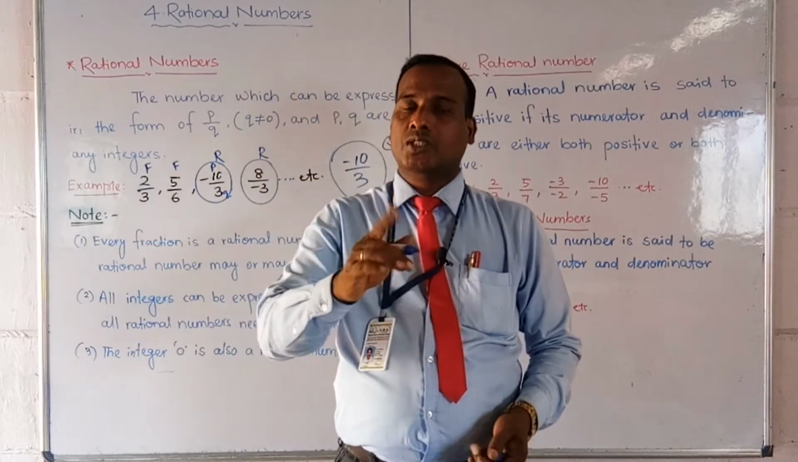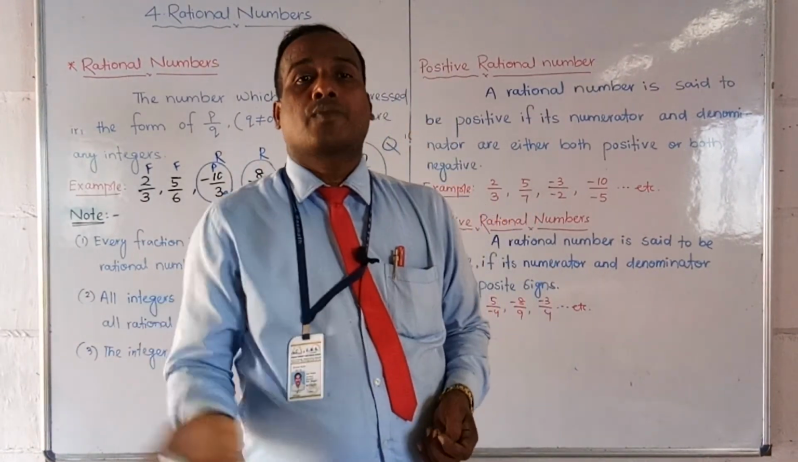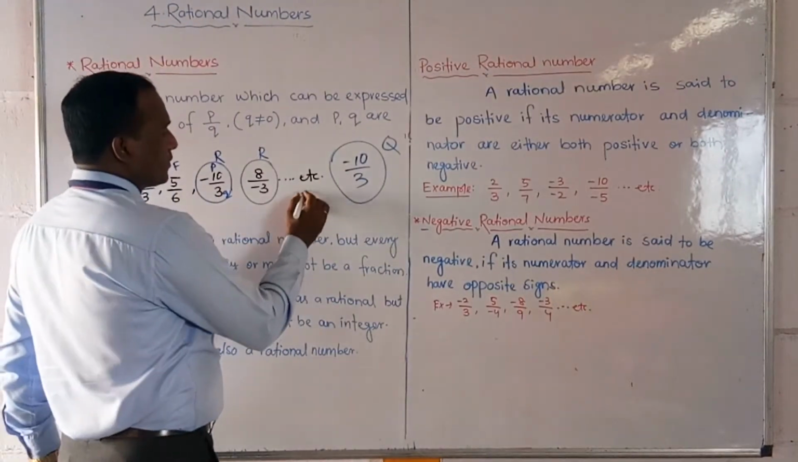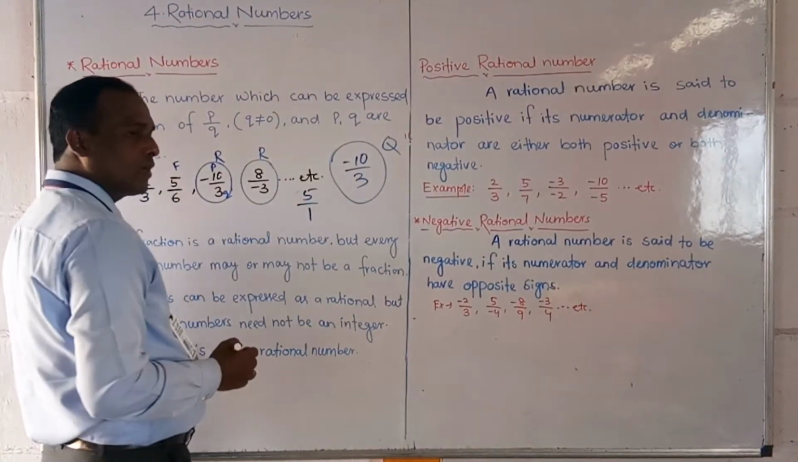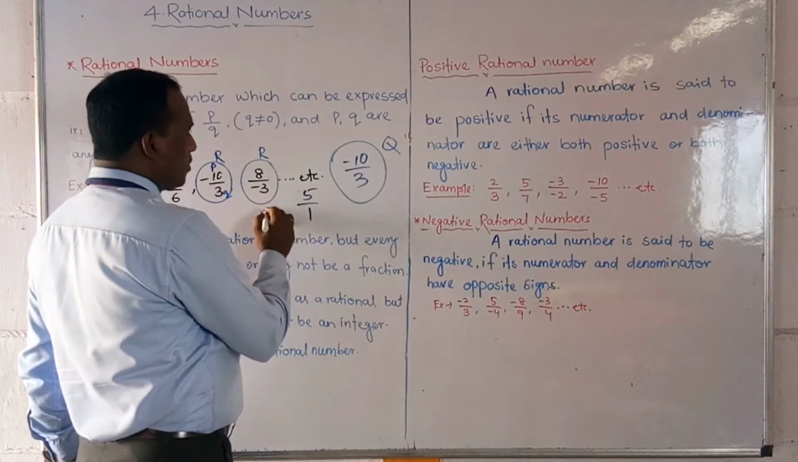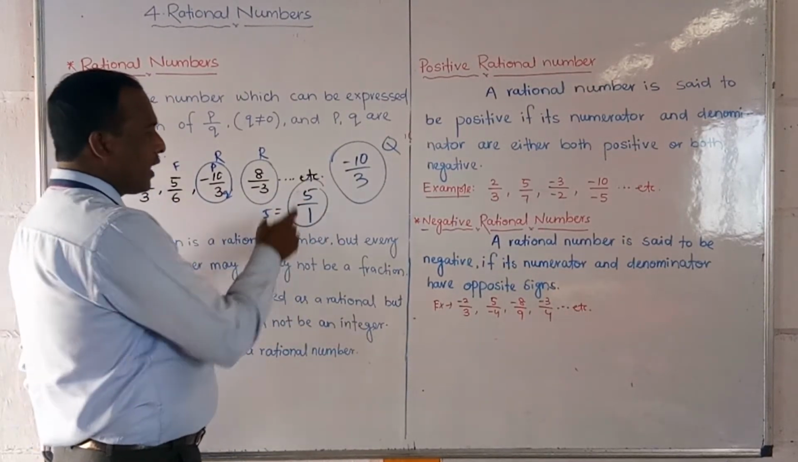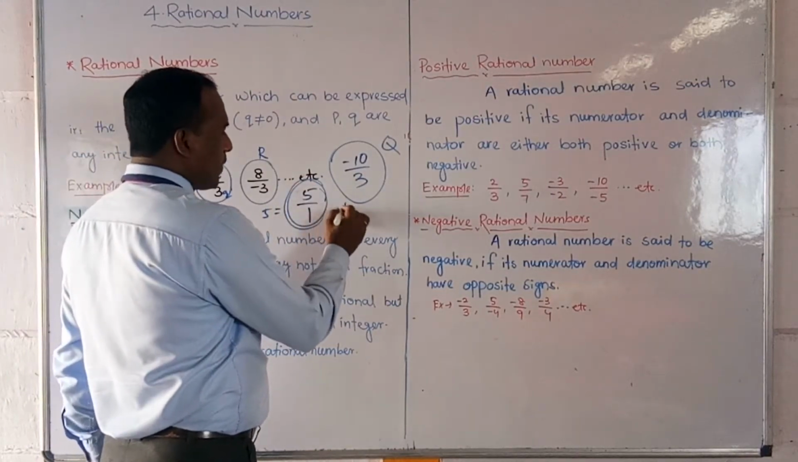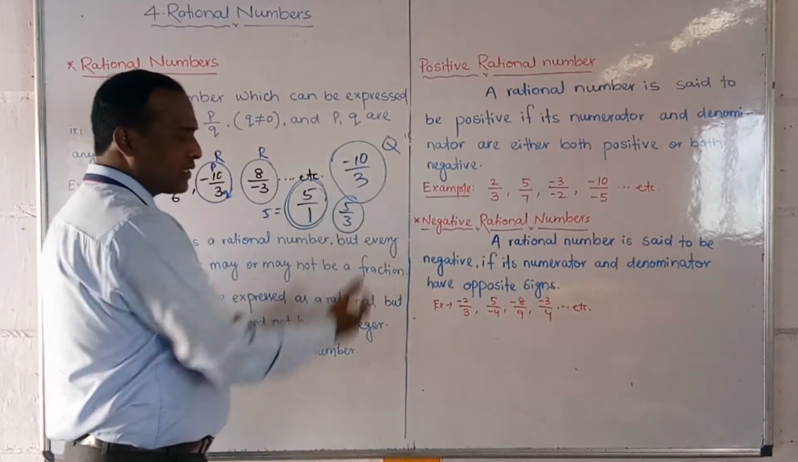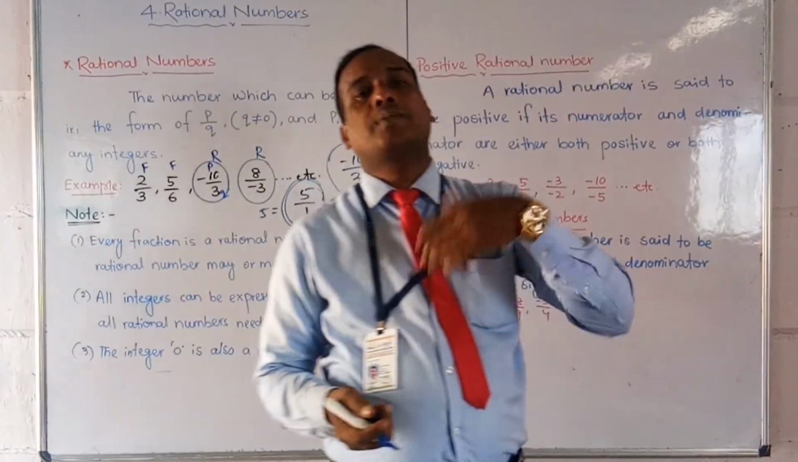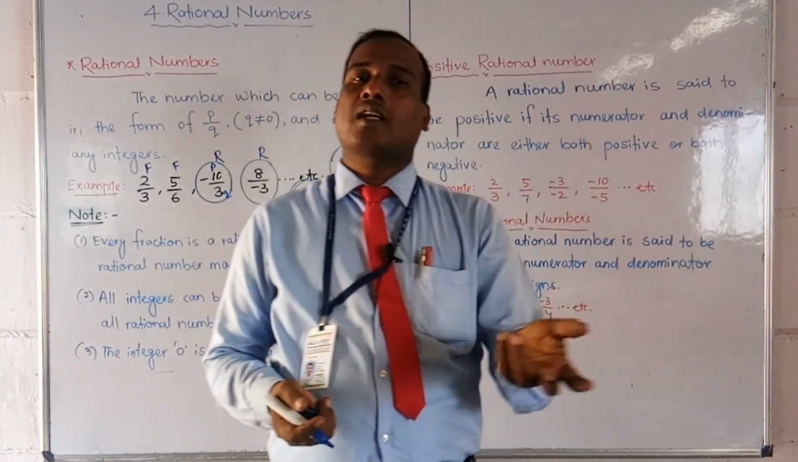Every integer we can express as a rational number. Suppose 5, we can write 5 by 1, because 5 is equal to 5 by 1, we can write the denominator as 1. But every rational number, like 5 by 3, can you express it as an integer? No. So every integer we can express as a rational number.